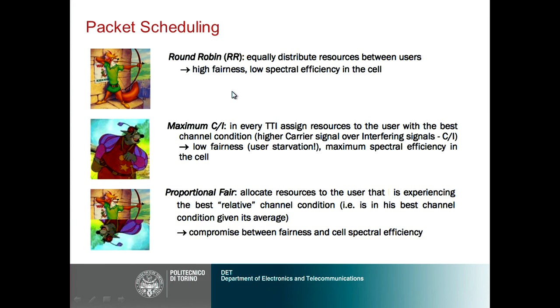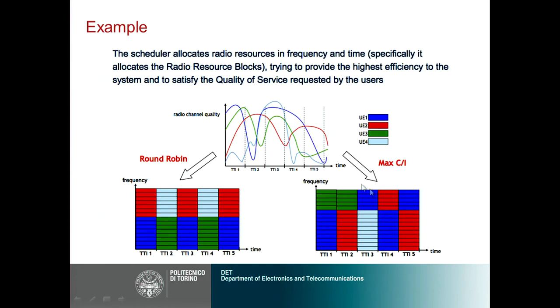So in every TTI, what I am trying to do is I look at this picture here. In time, every TTI, I'm showing here the different radio channel quality as experienced by four different user equipment. For example, the red line shows what the channel quality is like for user equipment number two. And as you see, there are some TTIs where this user equipment has a very good channel and other times where the channel quality is quite poor. Likewise for the other three UEs. The max CI resource scheduling works in this way.